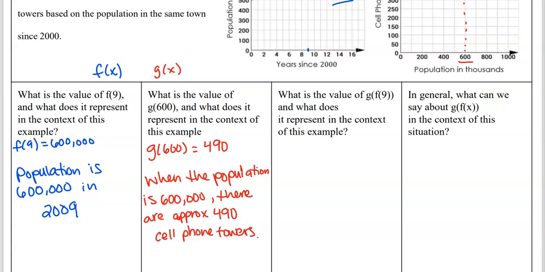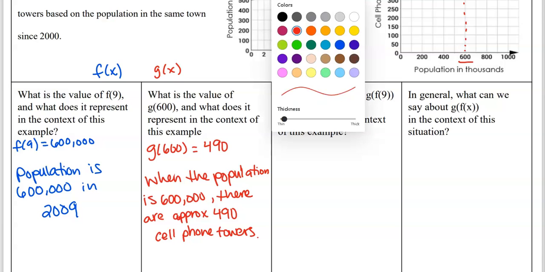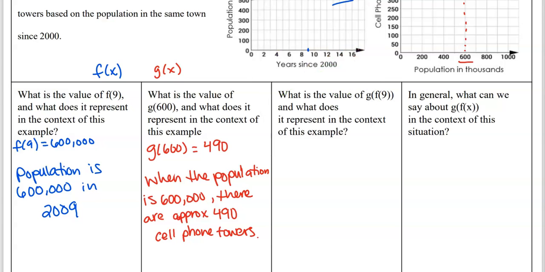Okay, the next one looks fun. What is the value of G of F of 9? And what does it represent in the context of the example? Okay, so we have two things going on. This is called a composition. Okay, G of F of 9. You did this in Algebra 1. Ha! You're in Algebra 2.